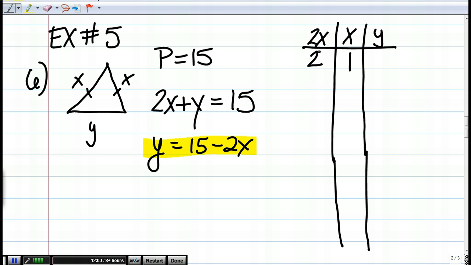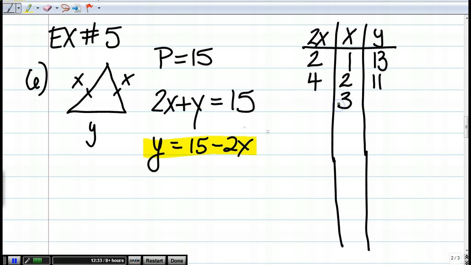So I get 2, but when I solve for y, I would have 15 minus 2, which is 13, and that wouldn't work because 2 has to be bigger than the 13, so this isn't going to be an answer. But I'll keep going. So let me try 2. That means that when I add 2 plus 2 together, I get 4. And when I plug in 2 for x, I end up getting 11. And again, 4 is not bigger than 11, so this would not be a combination.